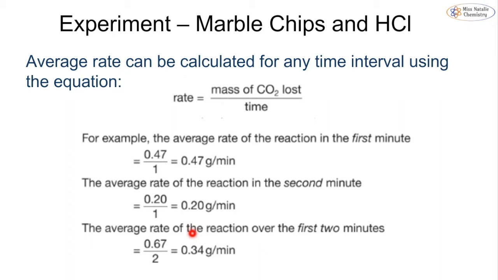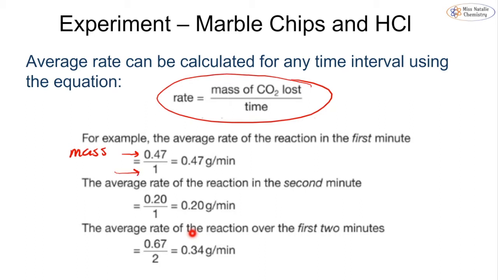And all you do is you look at how much mass is lost, and you divide that by the time frame that it is lost in. So for example, the average rate of reaction in the first minute, we lose a mass of 0.47 grams, and that happens in a time frame of 1 minute. So 0.47 divided by 1 is of course 0.47, and our unit here is grams per minute.